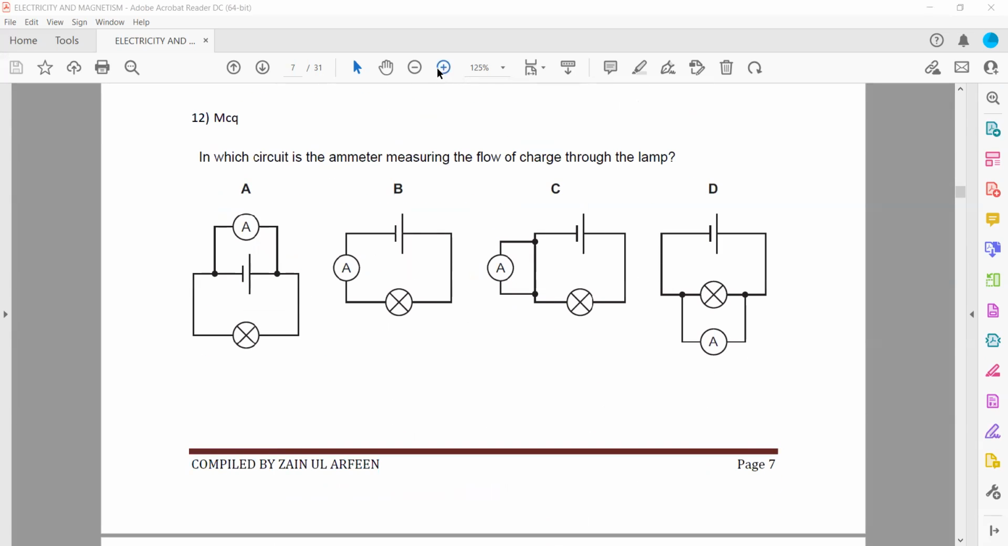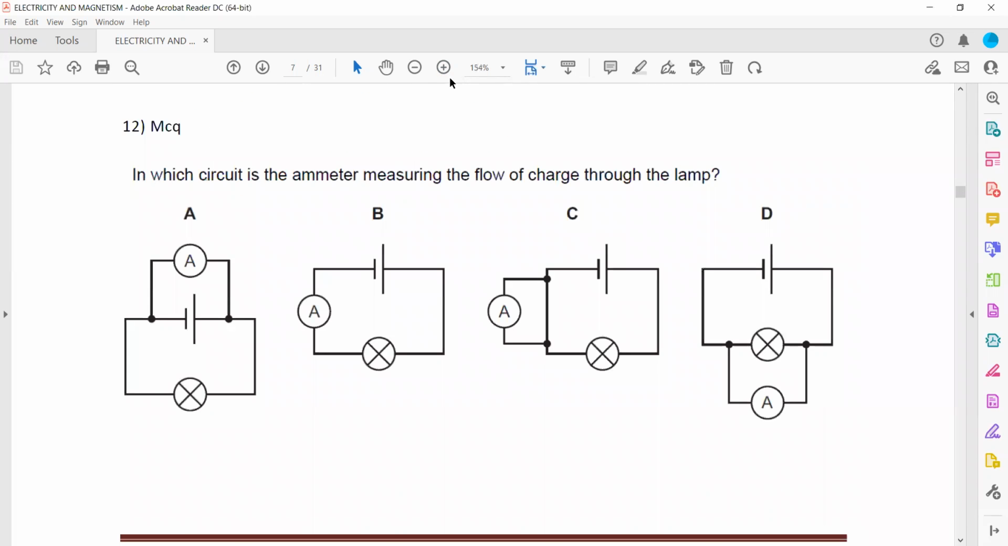In question 12, in which circuit does the ammeter measure the flow of charge through the lamp? So an ammeter should always be connected in series. So this is the wrong position.